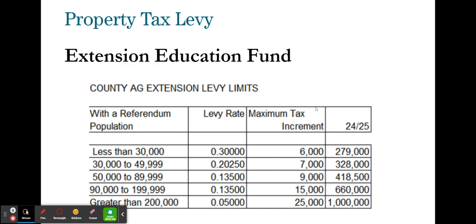So each and every year, your maximum tax dollars increase by a set amount based on which population category you fall into. And so this is your levy rate, which stays the same each year, but as far as how many dollars you can generate, that does increase by an incremental value each year. And what we have in the far right-hand side is the levy dollar limits that you will fall under for the fiscal 25 budget.